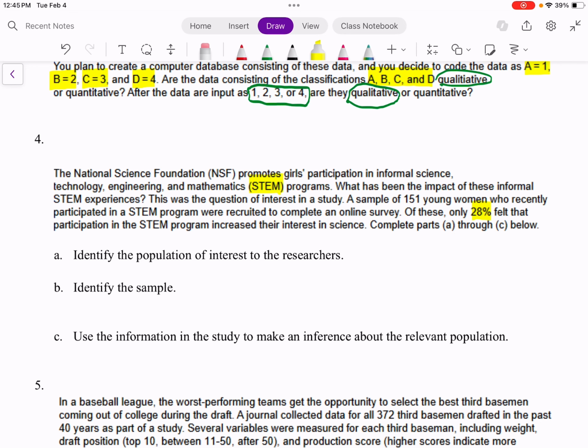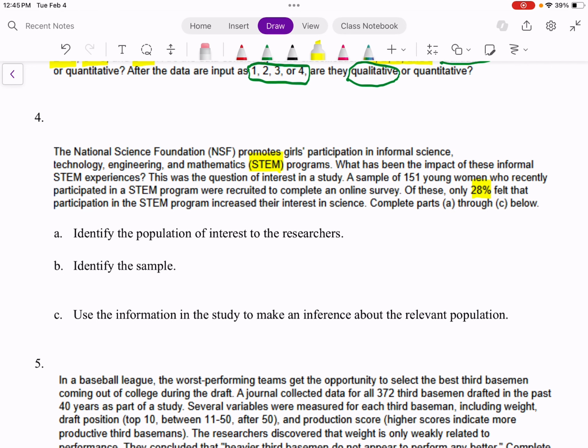Now, we need to identify the population of interest to the researcher. What is the population unit? Young women who recently participated in a STEM program. Okay, so young women who participated in a STEM program is the population. Wouldn't it be both? The 151 women is the sample, but all young women who participated in a STEM program are the population.